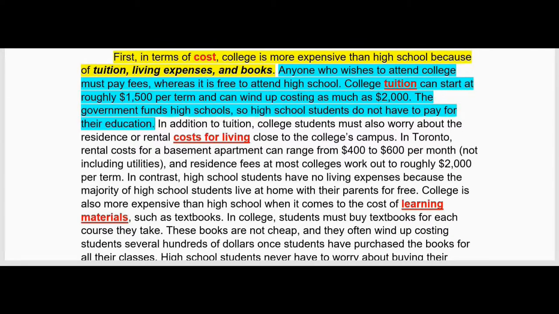So what I'm doing here is giving descriptions and examples, and I'm expanding. I am elaborating on this idea of tuition. Here, one example can be $1,000 per term and $2,000, right? And I'm saying that college students pay these amounts of money, all right? So I'm giving examples, and this is the description about college. And then, of course, I need to show the contrast with high school. So I say, the government funds high schools, so high school students do not have to pay for their education. So I'm showing the difference between college and high school regarding tuition.